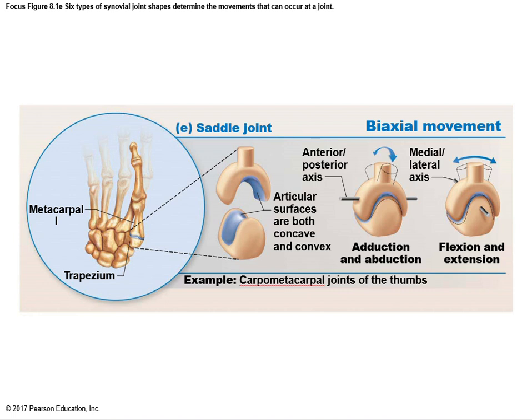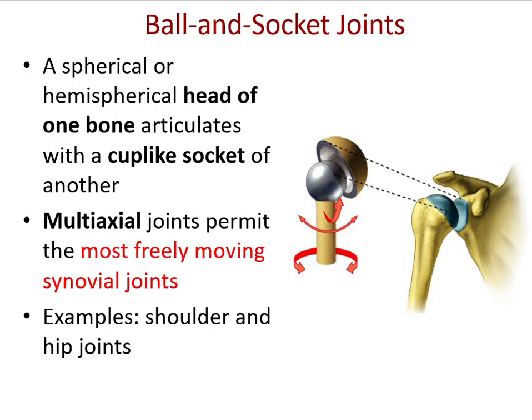All right, we can also see here that biaxial movement is possible with a saddle joint. So it allows for adduction, flexion, abduction, and extension. And then we have ball and socket joints.